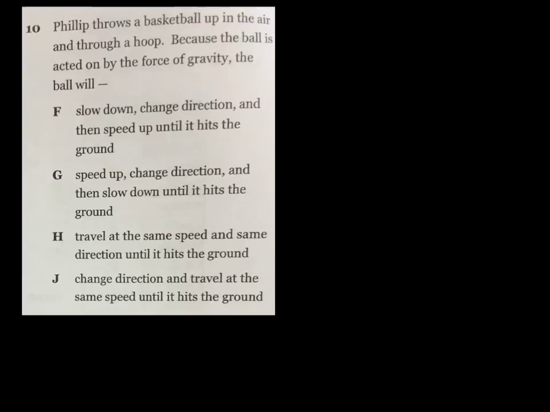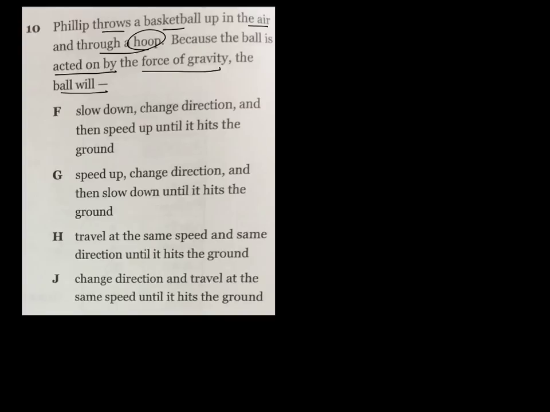So let's look here at number 10. It says, Philip throws a basketball up in the air and through a hoop. Because the ball is acted on by the force of gravity, the ball will... So we're going to figure out what exactly is going to happen to this basketball from the moment that it leaves Philip's hands until the point that it actually goes all the way through the hoop.